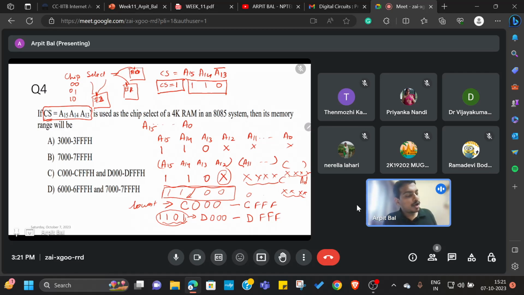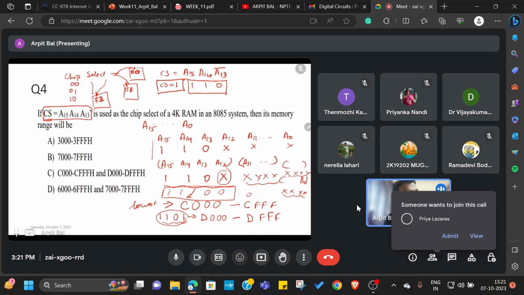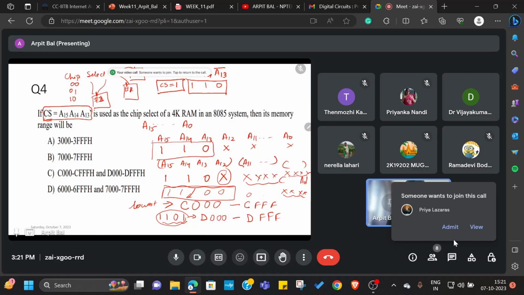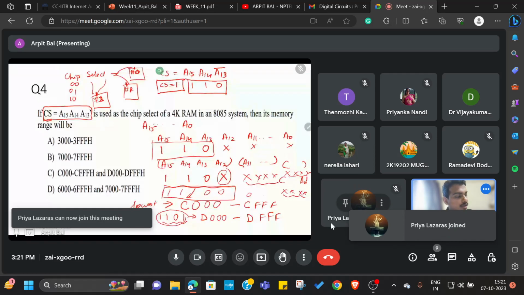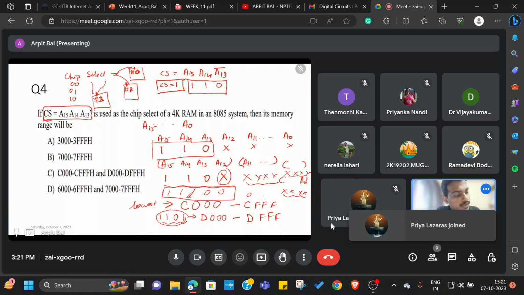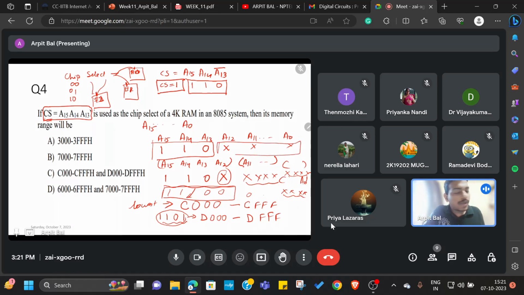The important point to note here is which bits are going to get fixed, because these bits are going to be used as a chip select signal, so these bits are not going to change. The rest of the things are actually straightforward because they can occupy any value. So basically we have C000 to DFFF. That's the memory range that is available to us. So option C is the correct answer.